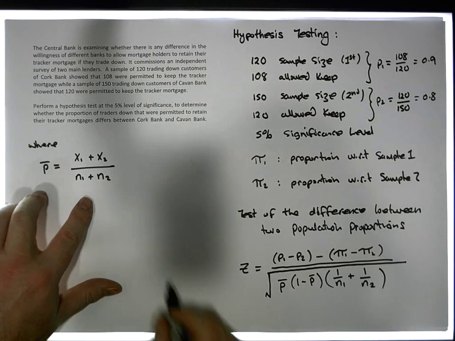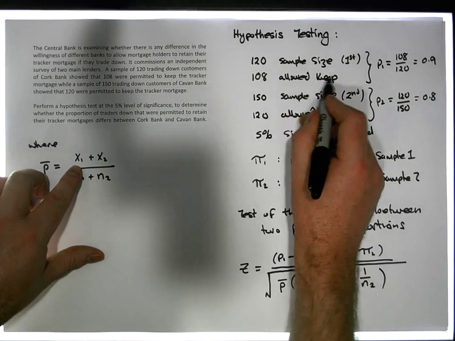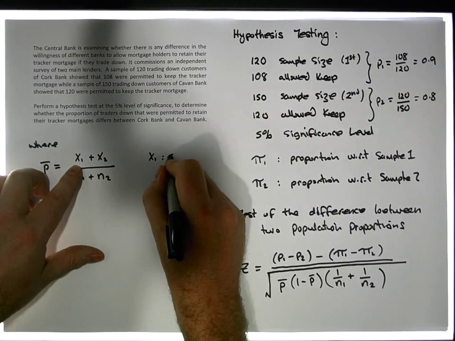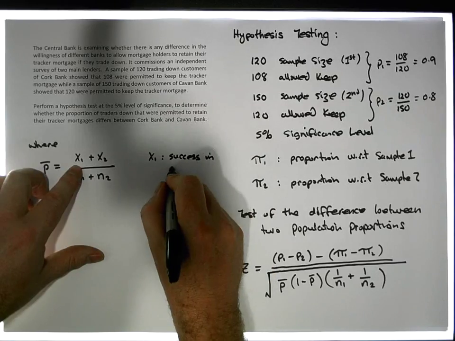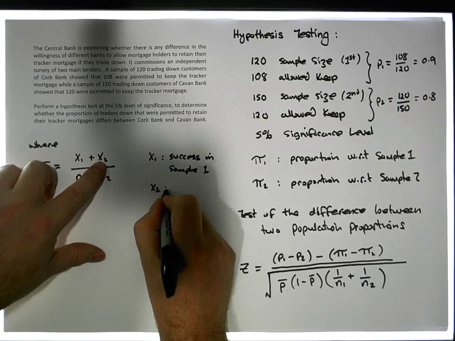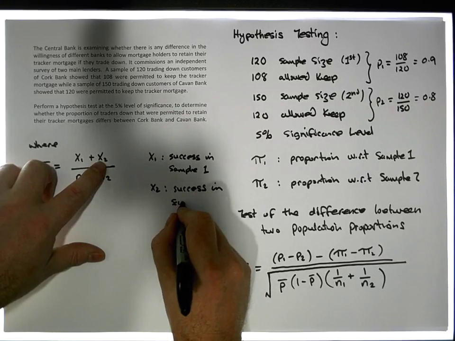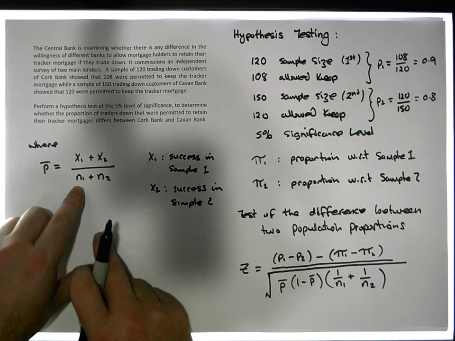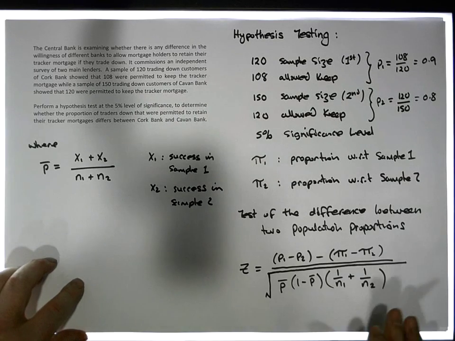So x1 is the number of successes in sample 1, and x2 is the number of successes in sample 2. N1 is the first sample size and N2 is the second sample size. So we need to actually do this calculation before we get to start the actual hypothesis test.